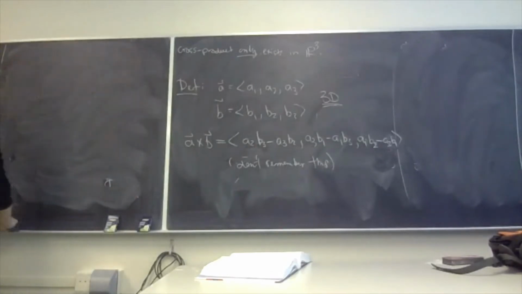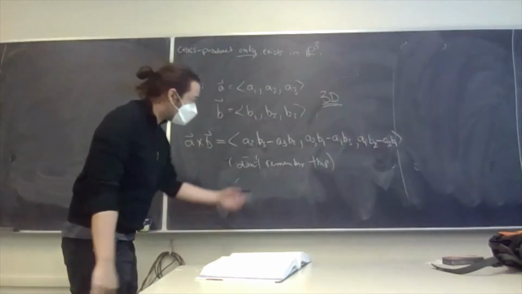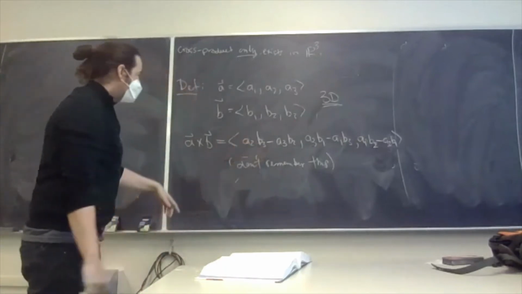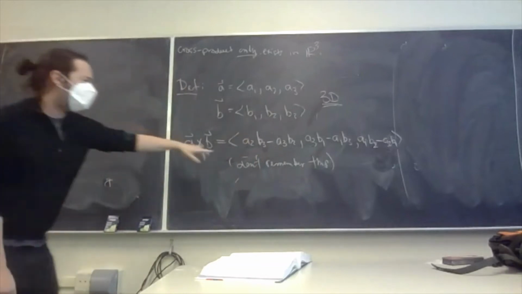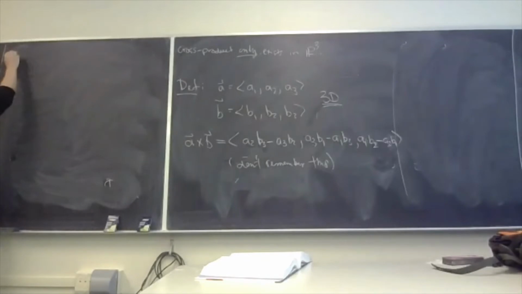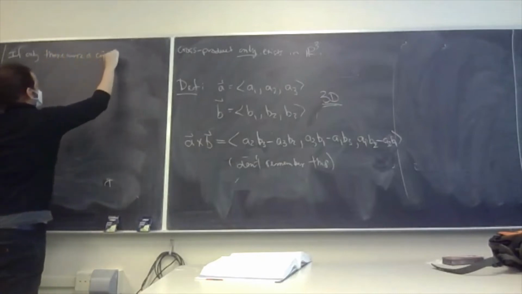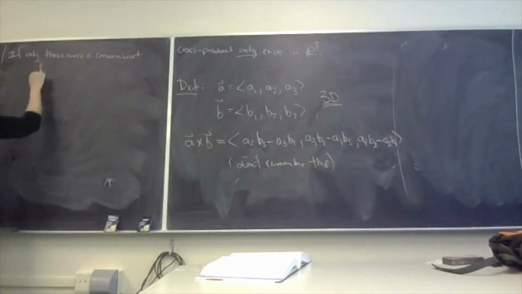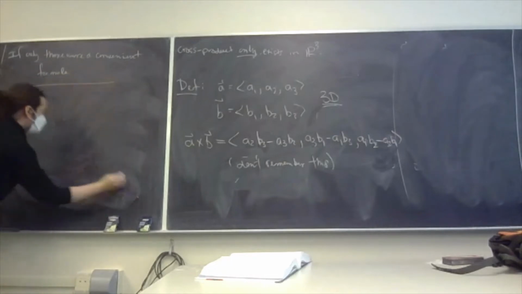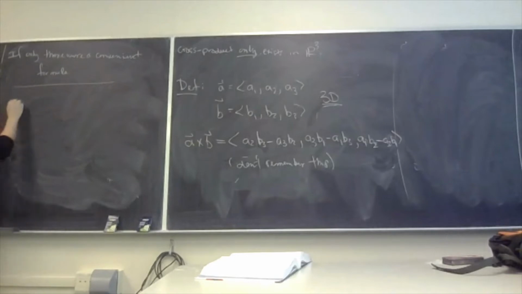So, keeping in mind that the whole point of this is to produce this area, which is why this odd definition was chosen. If only there were a convenient formula. So this is going to seem like a tangent, but it's not. We're going to talk about the idea of matrix determinant.